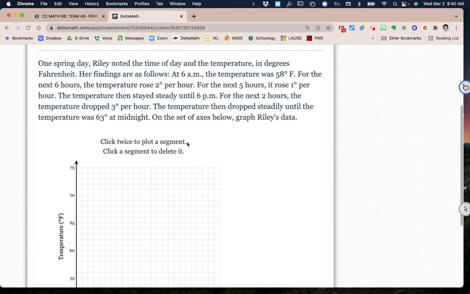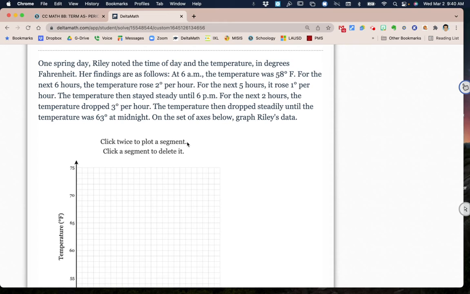Okay. So let's just read it through once together, just to get an idea of what all is going on, and then we'll break it down sentence by sentence, and as we go along, we'll fill in the graph. One spring day, Riley noted the time of day and the temperature in degrees Fahrenheit. Her findings are as follows.